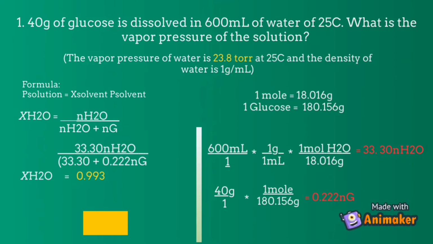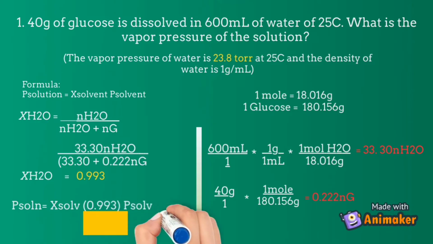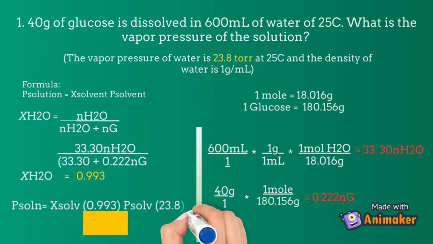Now that we already got our P solvent and our X solvent, our P solvent is 23.8 torr, and our X solvent is the 0.993. We have here our formula P solution is equal to X solvent times our X solvent is 0.993 and times our P solvent 23.8. Multiply lang natin sila and we got the answer.